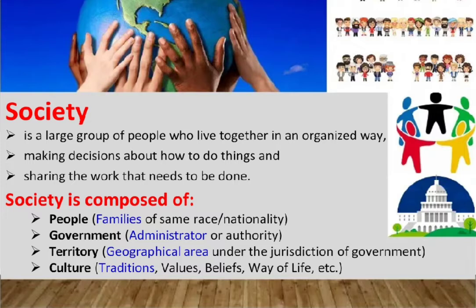So, society is composed of four elements. First is people, which is the families of the same race or nationality. Second, the government. This is the administrator or authority. Third is territory. With this, we have the geographical area under the jurisdiction of government. And the last is culture: traditions, values, beliefs, way of life, and etc.